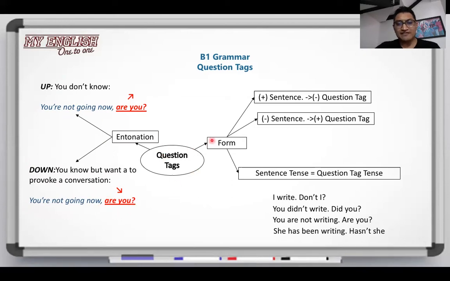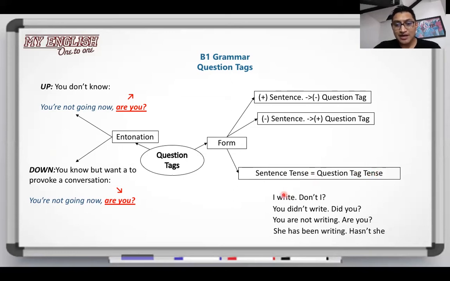Now, on the other hand, we have the form. So, if the sentence is positive, the tag question has to be negative. If the sentence is negative, the tag question has to be positive. Check this part very well. Also, when you do a tag question, the question tag tense has to be the same as the tense of the sentence.